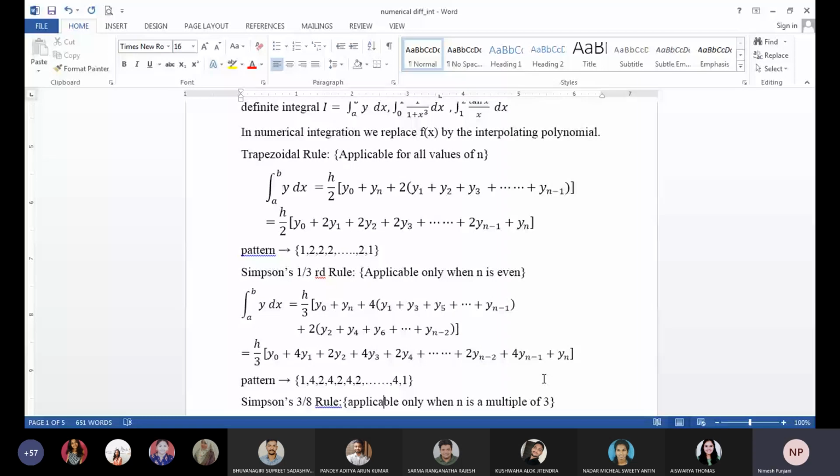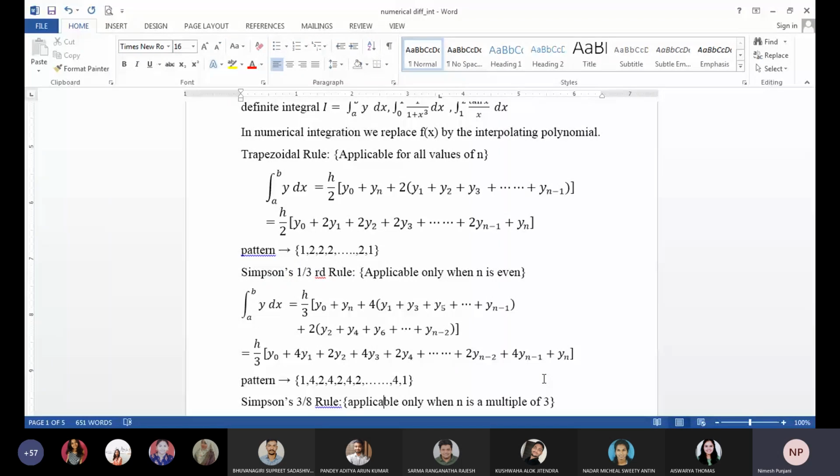The last three terms will be in the order of 2 times yn minus 2, 4 times yn minus 1, and last will be yn. So here the sequence of coefficients is in the order of 1 4 2 4 2 4 2, and second last is 4 and last is 1. Again I repeat the pattern of the coefficients: it is 1 4 2 4 2 4 2 4 and 1.